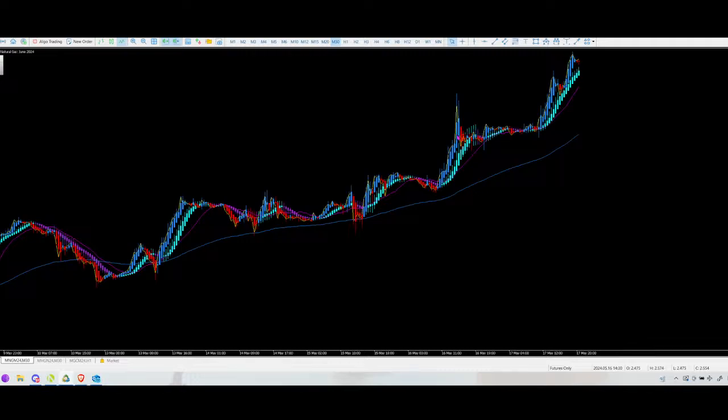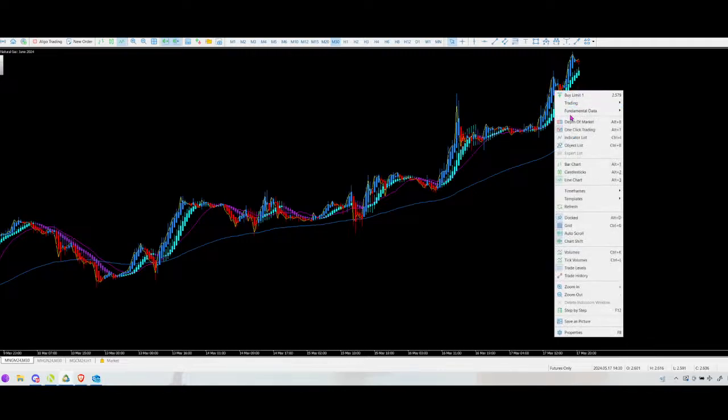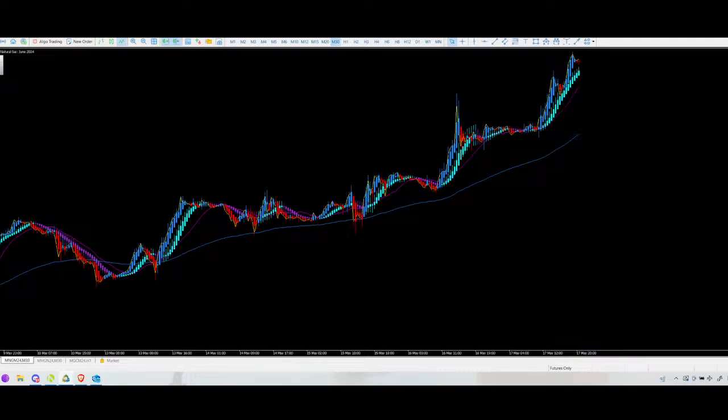So I need to take this off my chart. I'll just do it the regular way. All right, so I just wanted to show you the difference between the Heiken Ashi smooth and a regular Heiken Ashi chart. And regular Heiken Ashi is great too, but I just find this to be even better.